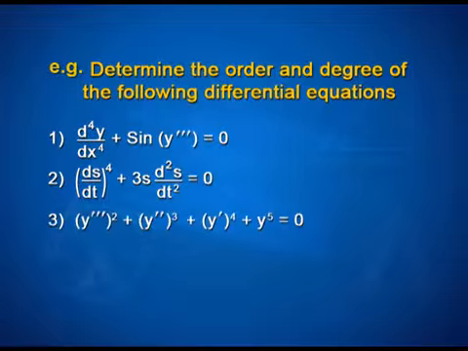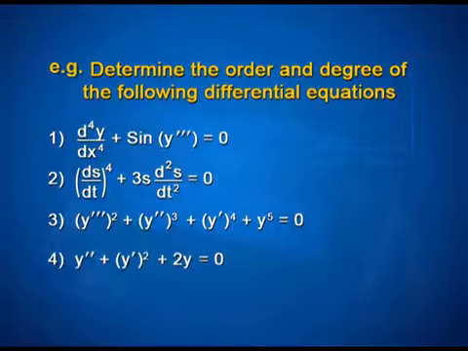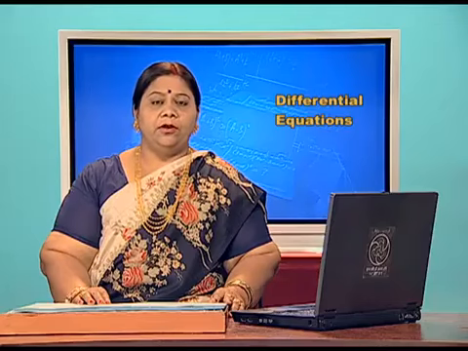Third, (y''')^2 plus (y'')^3 plus (y')^4 plus y^5 is equal to 0. Fourth, y'' plus (y')^2 plus 2y is equal to 0. Now, look into the solution.